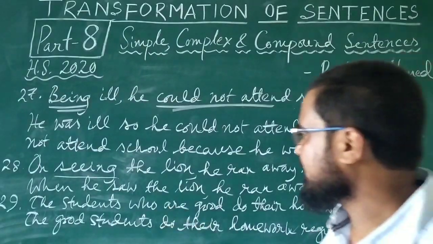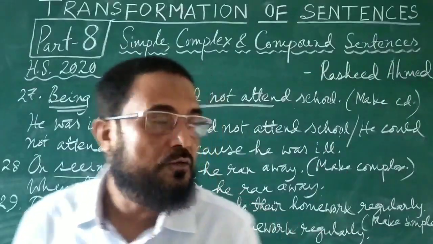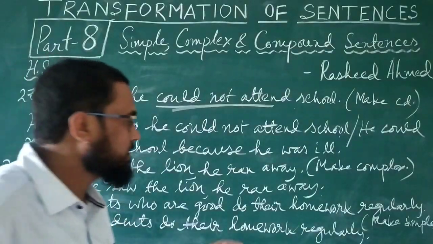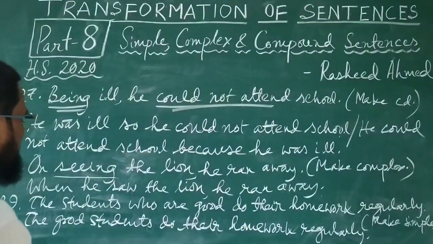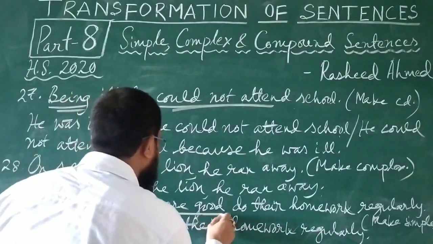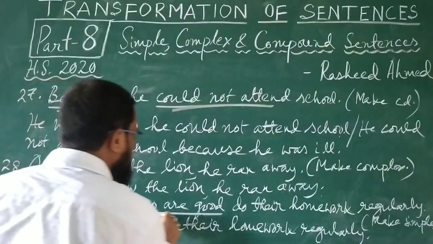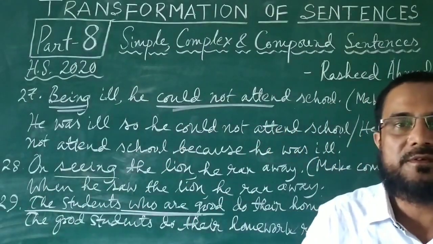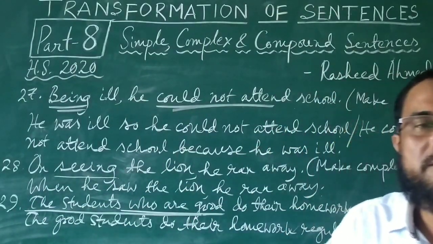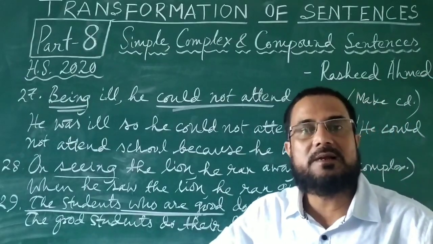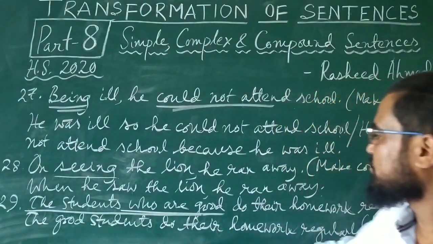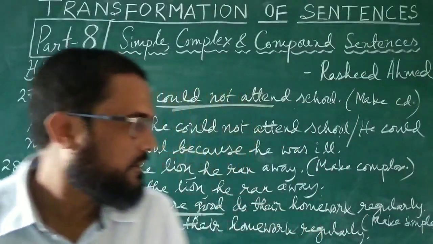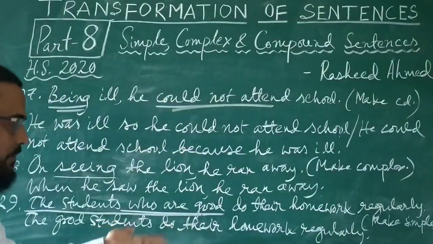Coming to the last one, the students who are good do their homework regularly. This sentence is complex. The instruction is to make it simple. Instead of the students who are good, when you make it simple, you will write the good students. Like a story which is unbelievable, an unbelievable story. The students who are good, the good students. Do their homework regularly. So that is the simple sentence.